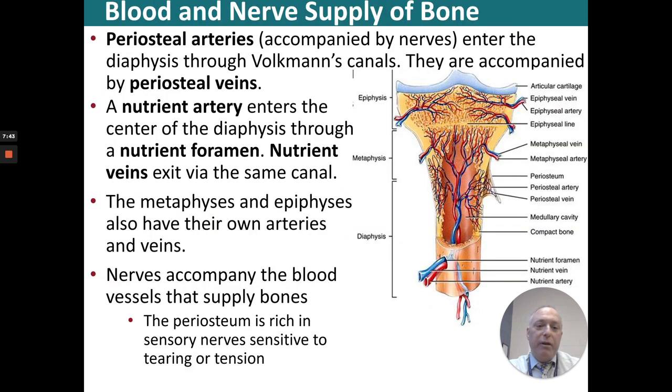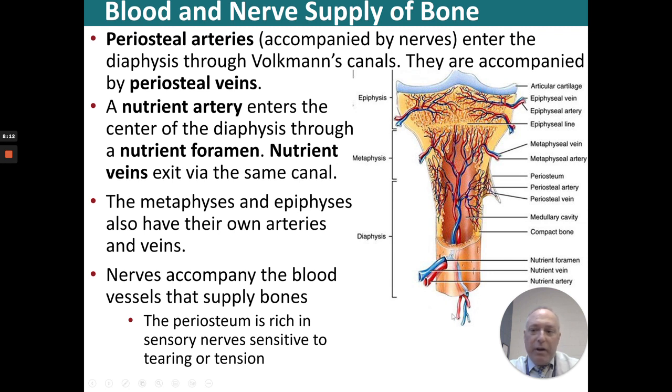Okay, so there are abundant blood vessels and nerves that innervate bone. So the first is a periosteal artery that enters the diaphysis through Volkmann's canal. I don't have a picture of that here. Well, probably this would be the canal, I guess. And they're, of course, accompanied with veins.